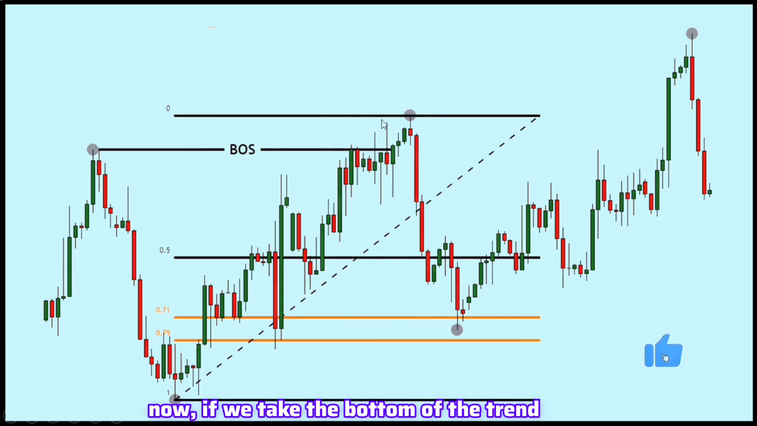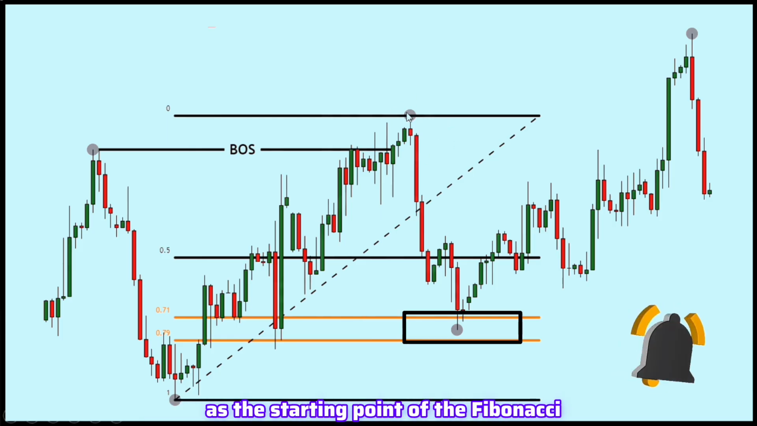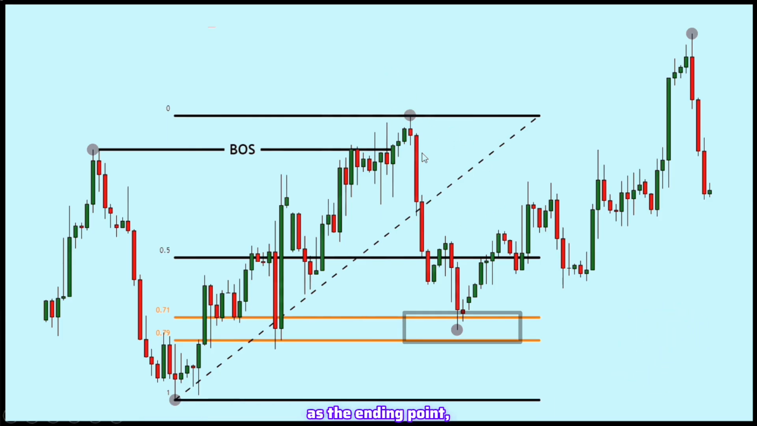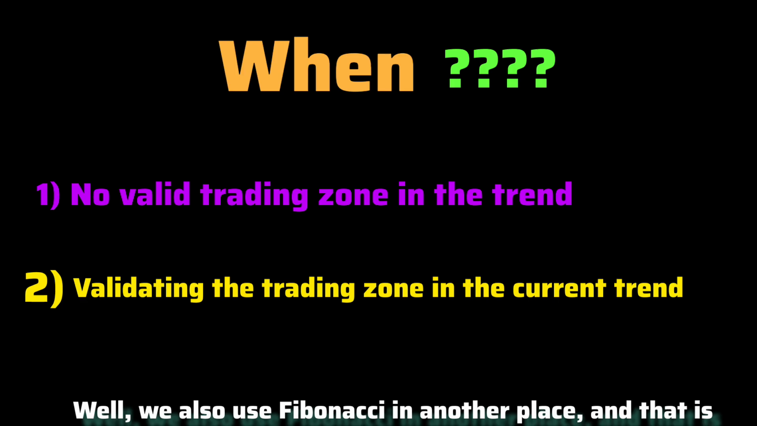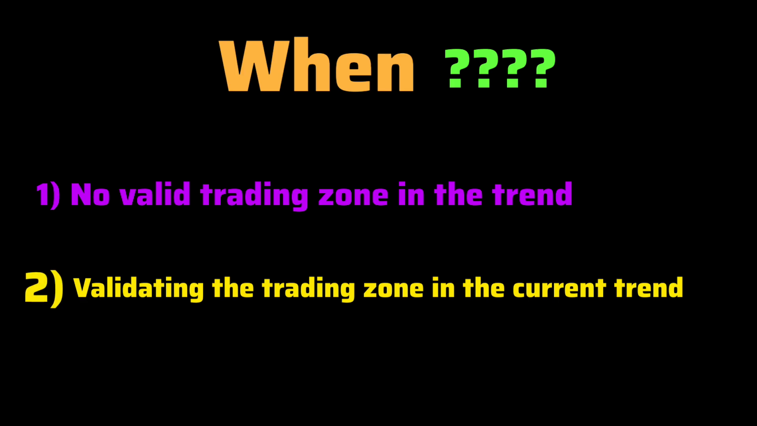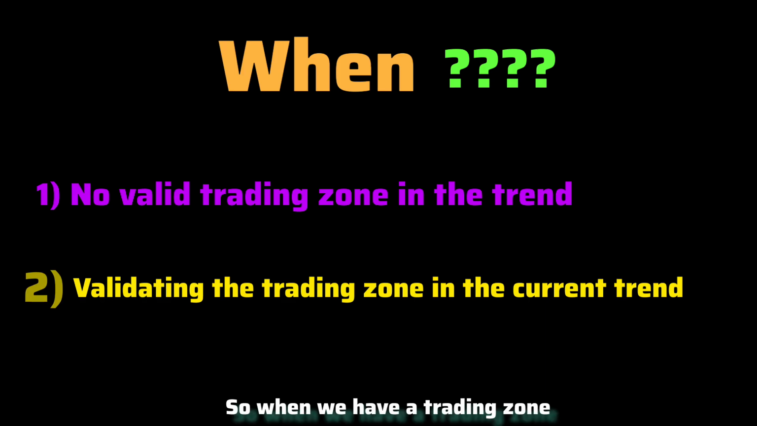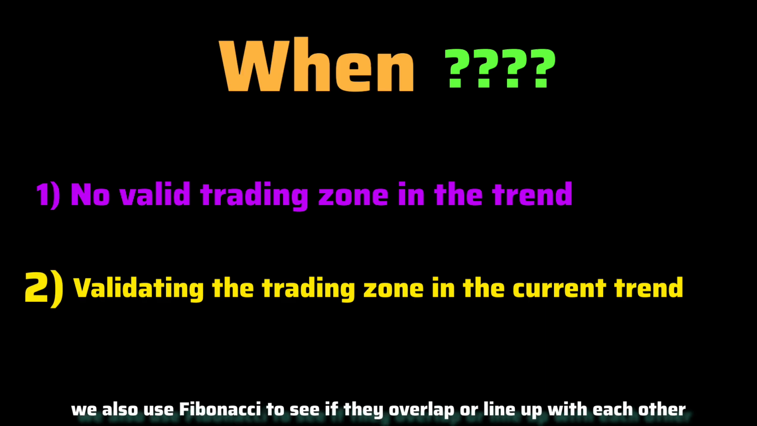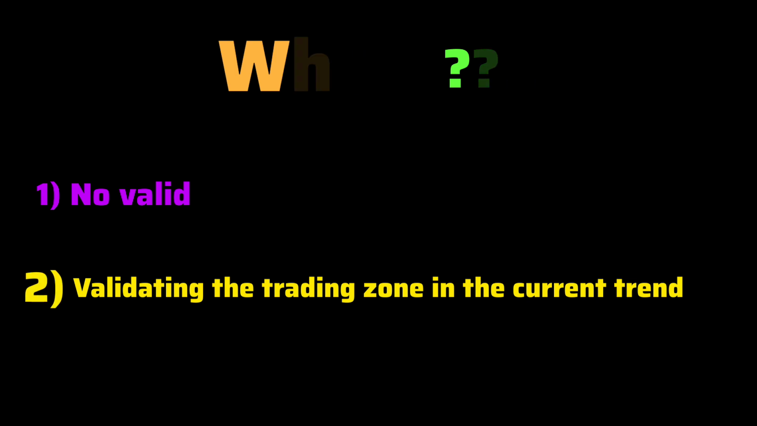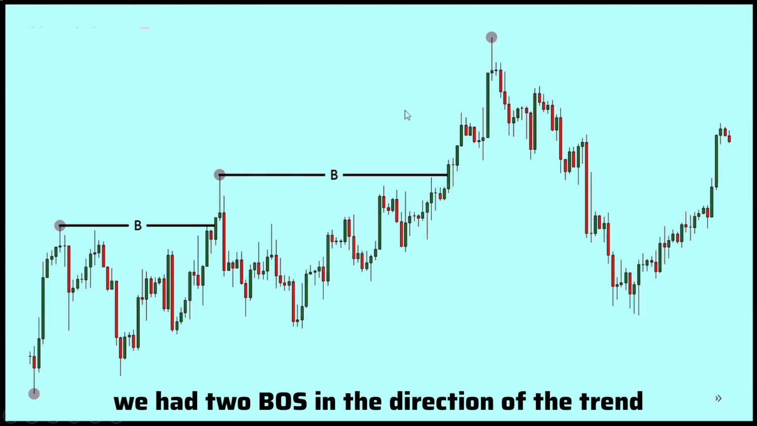Now, if we take the bottom of the trend as the starting point of the Fibonacci and the top of the trend as the ending point, as you can see, the market has pulled back. Well, we also use Fibonacci in another place, and that's validating the trading zone in the current trend. So when we have a trading zone, we also use Fibonacci to see if they overlap or line up with each other.